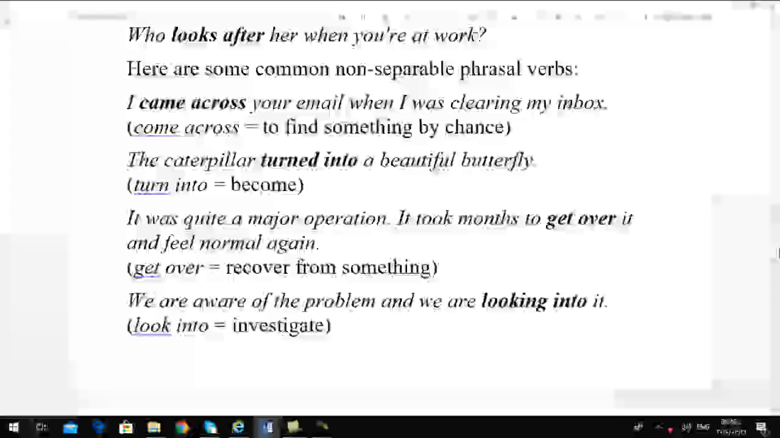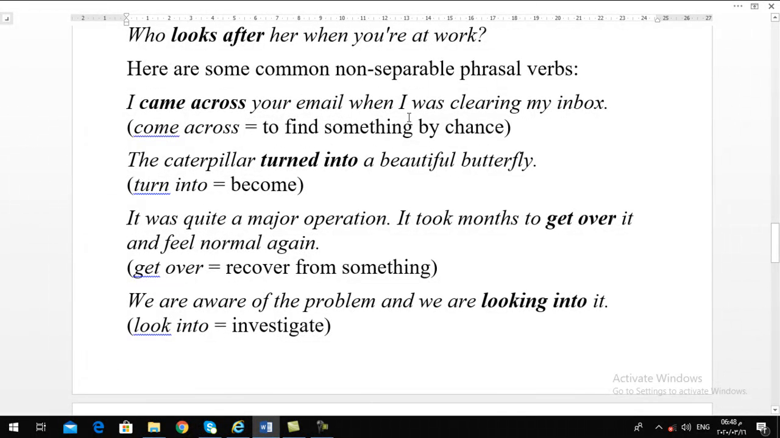As you see, I came across your email when I was cleaning my inbox. Come across means to find something by accident, by chance. Suddenly, the caterpillar turned into a beautiful butterfly. So turn into means become, change. Can I say the caterpillar turned a beautiful butterfly into? No, this is wrong.